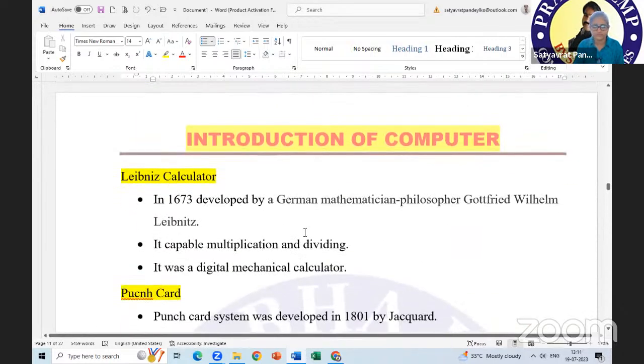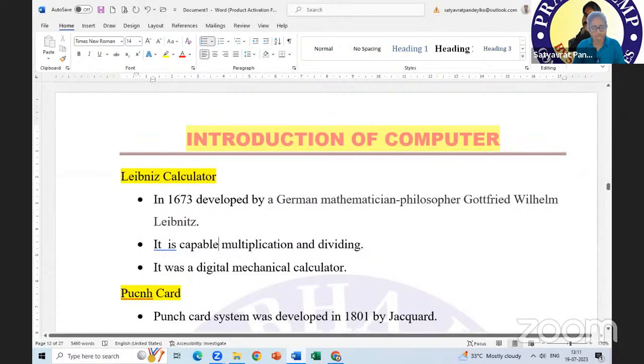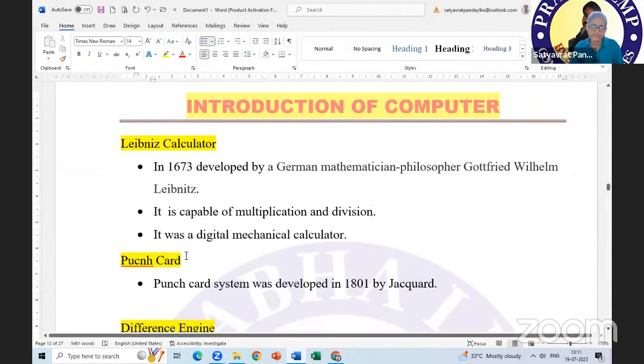Now, fifth one is Leibniz calculator. In 1673, developed by a German mathematician and philosopher, Gottfried Wilhelm Leibniz, it is capable of multiplication and division. It was the first digital mechanical calculator.